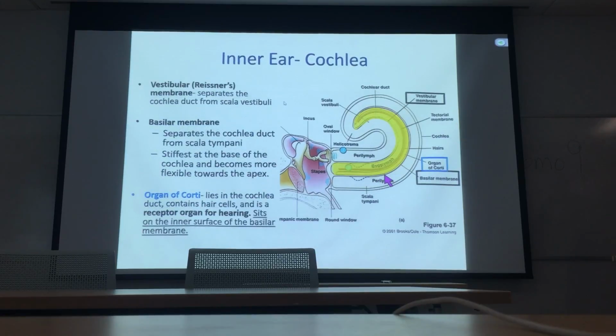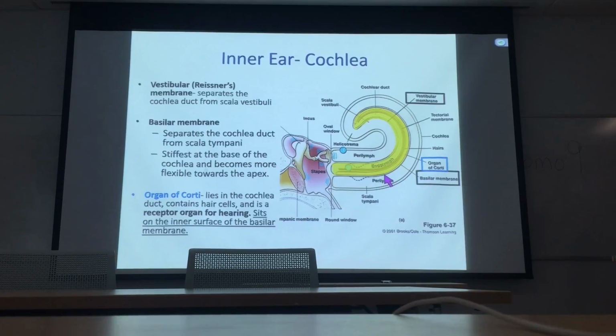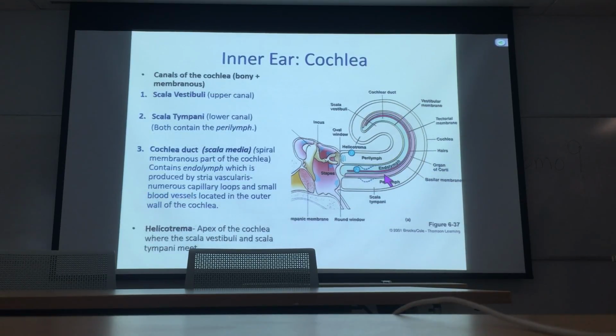There are 2 slides about the inner ear and the cochlea. One was about knowing the basilar membrane, its function and purpose. The second slide was all about knowing the different canals going through there: the scala vestibuli, scala tympani, and the duct itself. If you are familiar with the basics of these structures, scala tympani, perilymph, the cochlear duct for the endolymph, I think you're okay. I think that should be it.